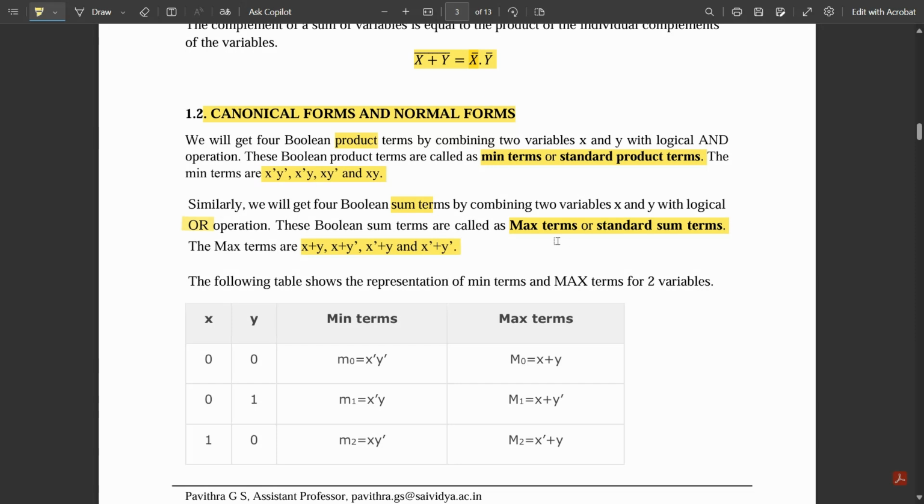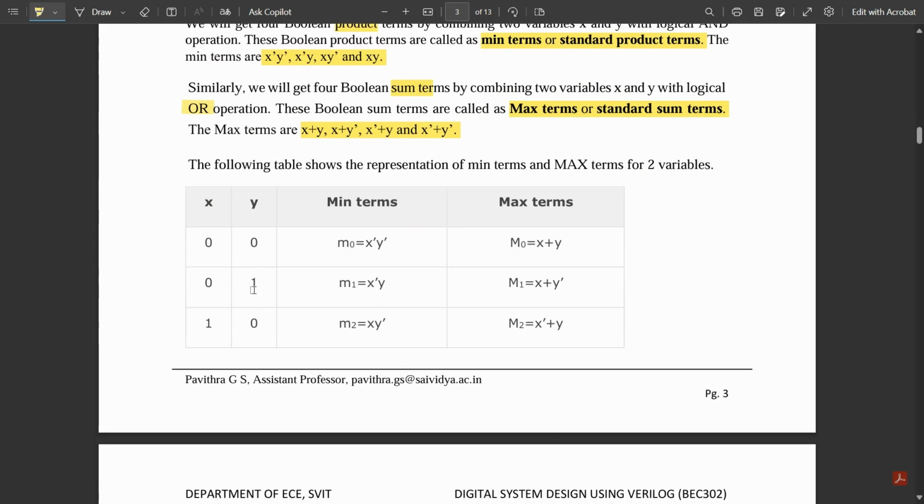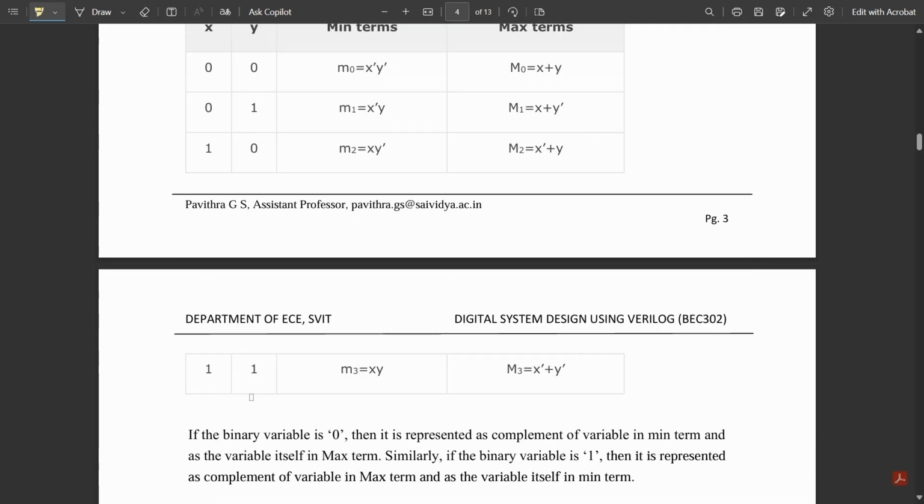In a simple way, how to remember this is, they have given one truth table. You see here, this truth table would make your doubts very clear about min terms and max terms. The following table shows the representation of min terms and max terms for two variables. Since they have used two variables x and y, the combinations are 2 to the power n, that is 4. So starting from 0, 0, 0, 1, 1, 0 and 1, 1.